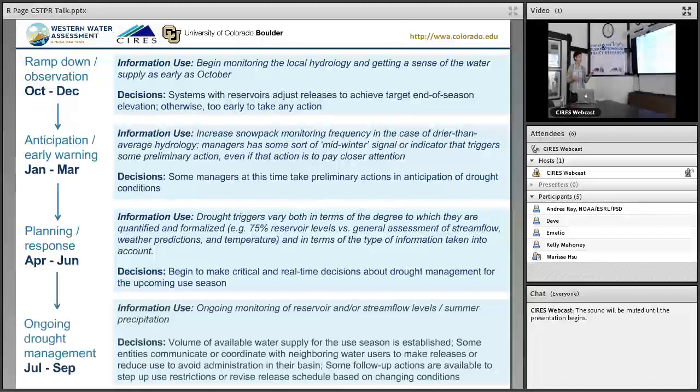And then by July through September, if we're in a drought, you're in an ongoing drought management phase. There aren't really more steps to take. You know how much water is going to be available to you, but you're probably going to continue monitoring weather forecasts to see if there's going to be a lot of precipitation, or that might affect, depending on how dry it is, your water supply availability. And so that's just to give a snapshot of what I mean when I say information use. There's a lot of different types of information used at different times of the year.